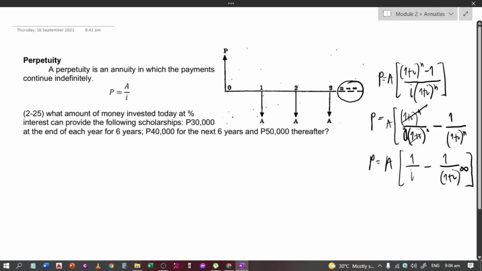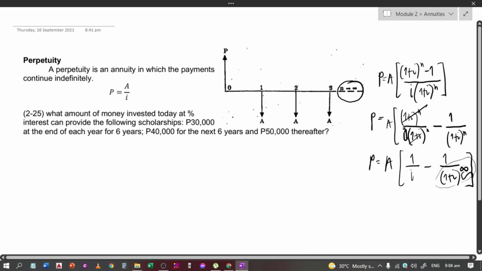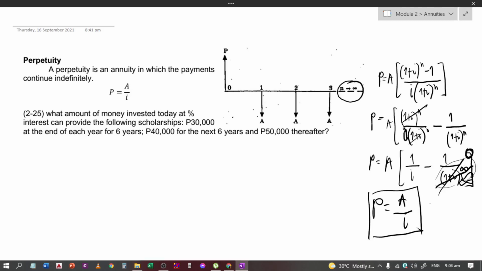So, magiging sagot dyan. So, any number raised to infinity, positive infinity, the answer is infinity. So, ito magiging infinity na, hindi ba? So, any number divided by infinity, the answer is 0. So, 0 na to. So, ang mangyayari, P is equal to A over I. So, doon natin yung nakuha ng A over I. Ayan. So, same process pa din, kagaya nung mga nauna.